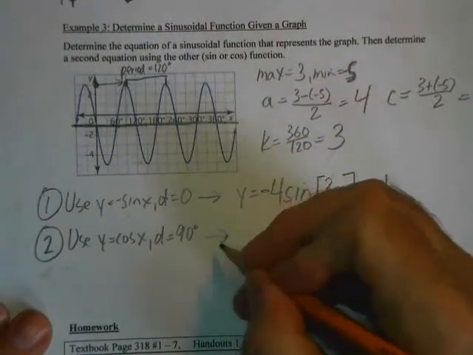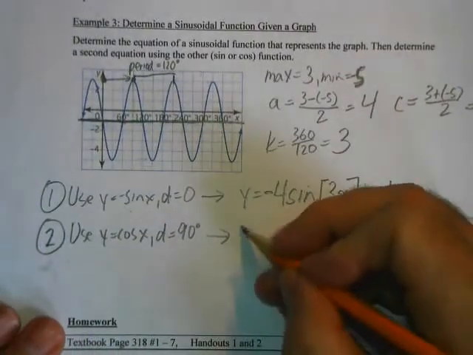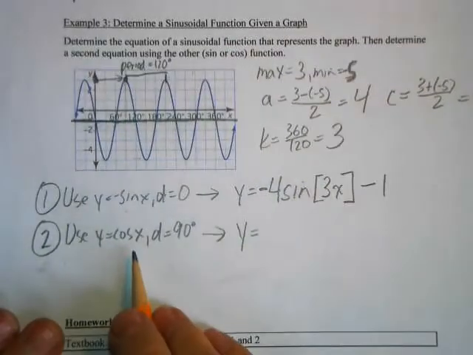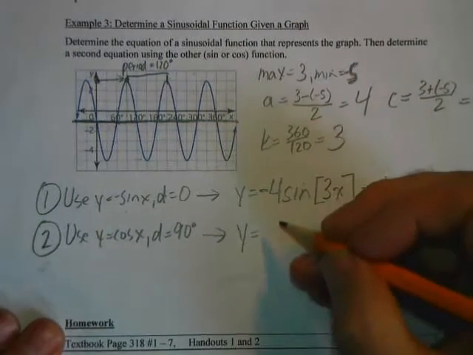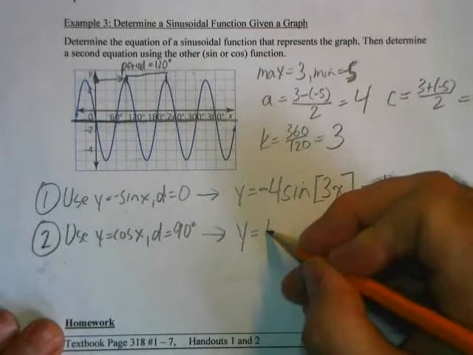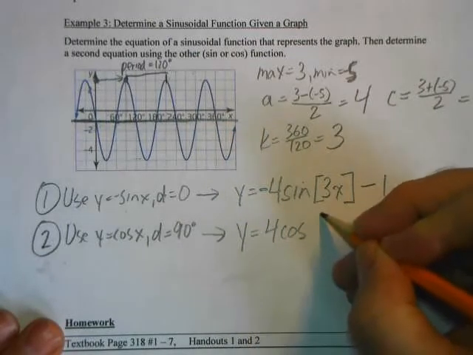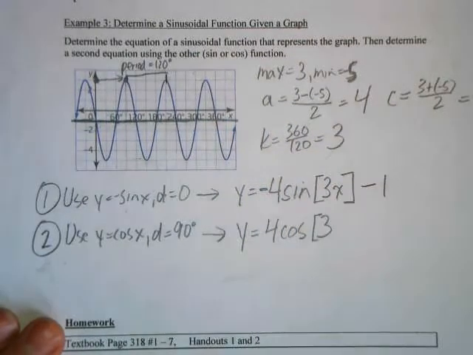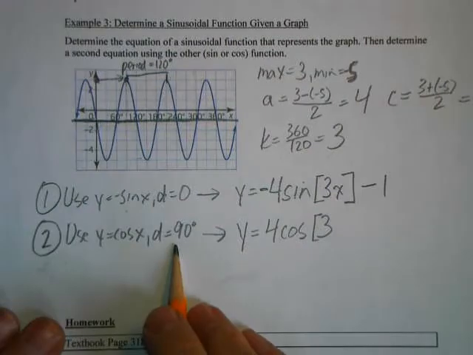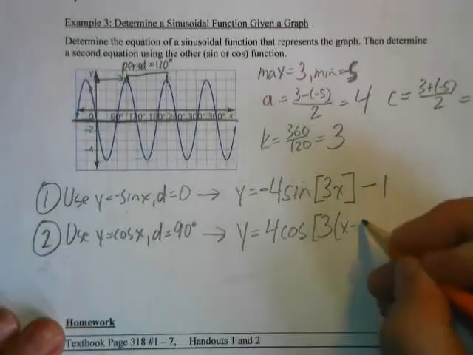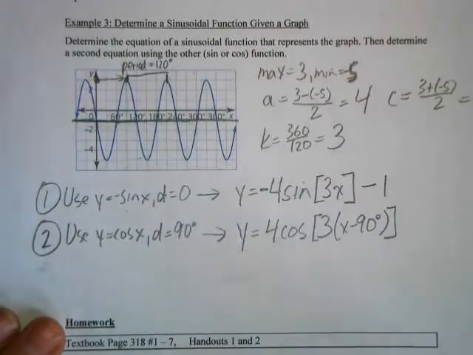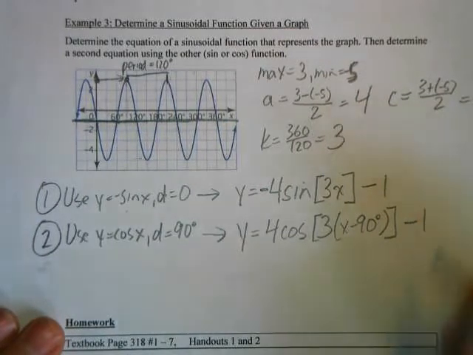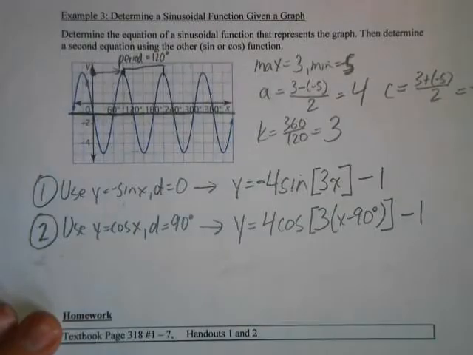Now again, I can go ahead and make my second equation. So now it's y equals, this time it's positive because I'm using y equals cos x, positive cos x. So it's 4 cos and then I've got my k value of 3. Now I've got a d value this time, so it's x minus d, or x minus 90. Make sure that's in brackets, closing bracket, and then minus 1. Okay, so that's how you go about that.